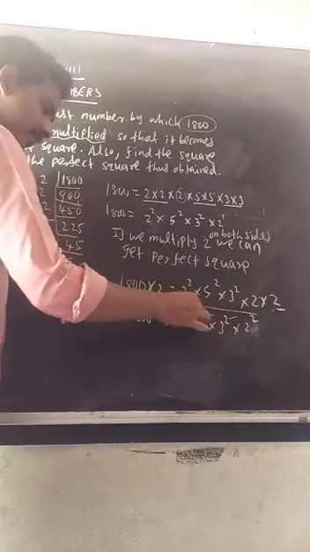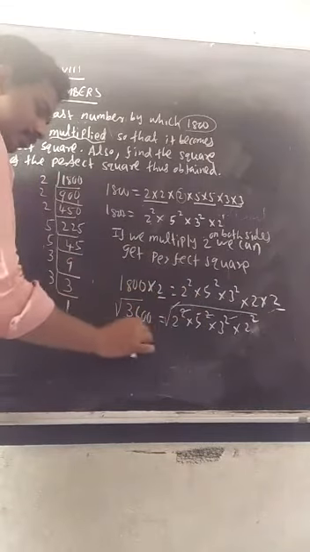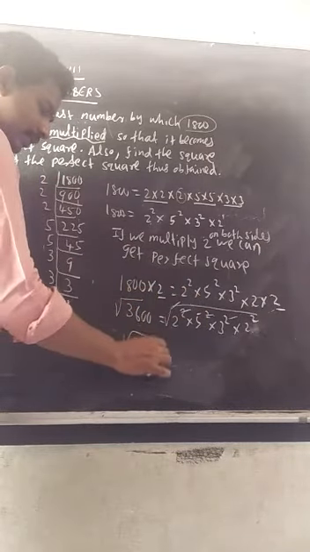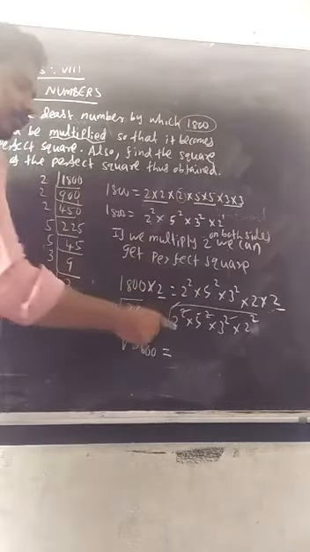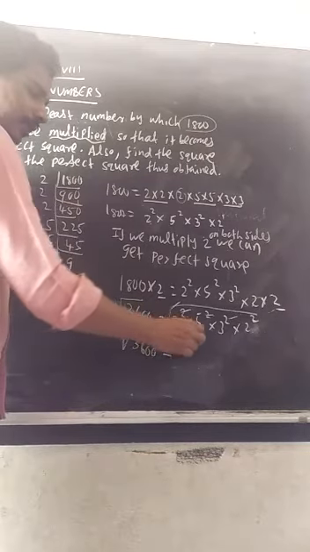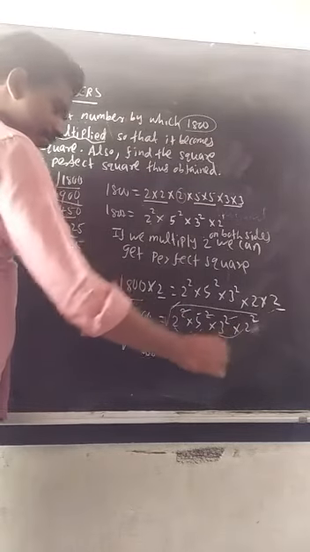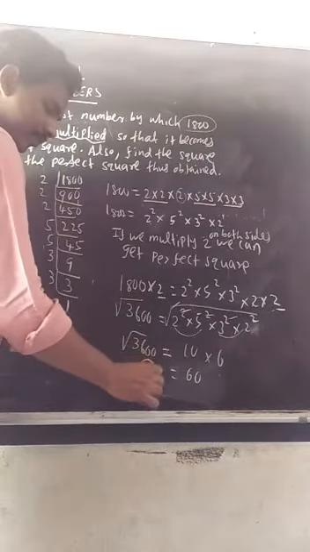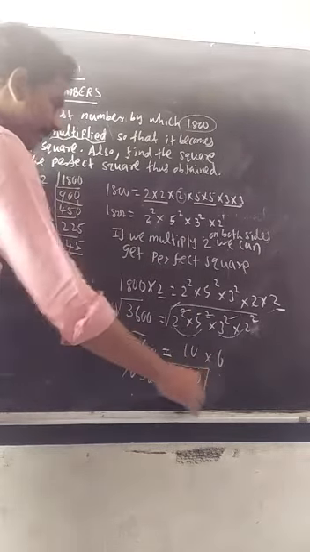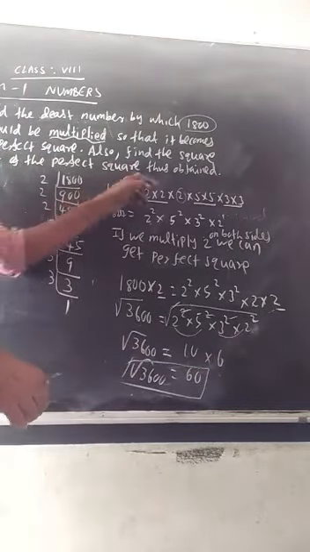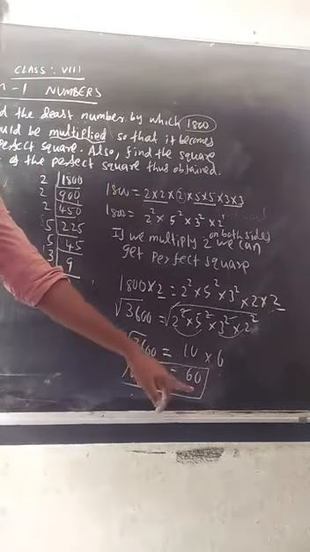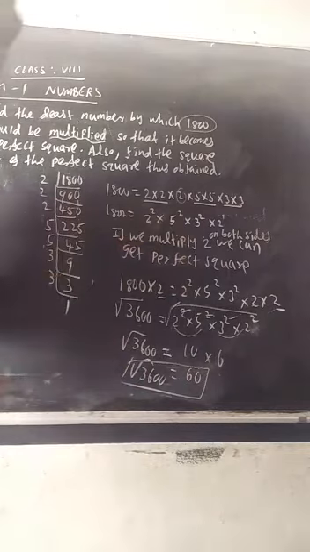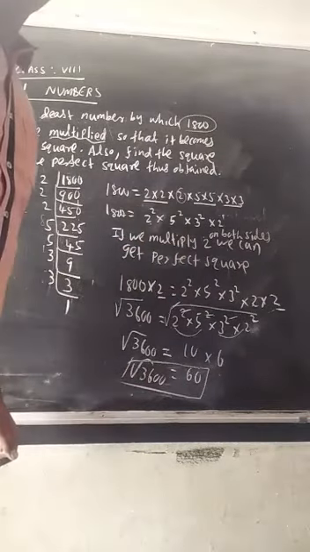Square and square root cancel. So square root of 3600 equals 2 into 2, 2 into 5, 10, 3 into 2, 6. 10 into 6, answer 16. So what they asked there: find the perfect square. No, the perfect square is 60. The multiplied number is 2. Okay, thank you.